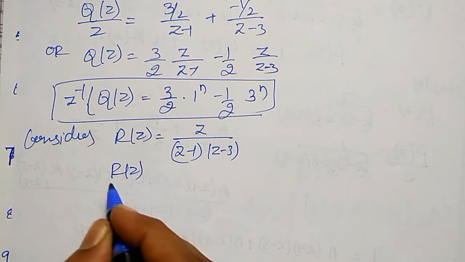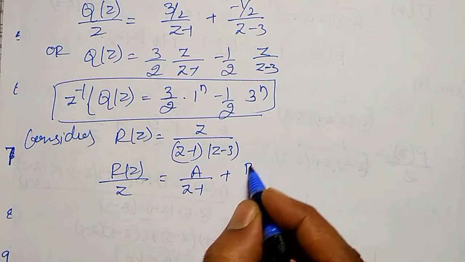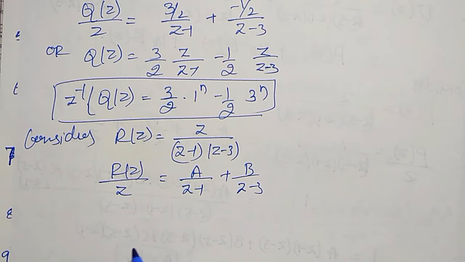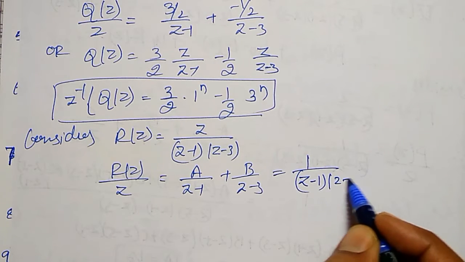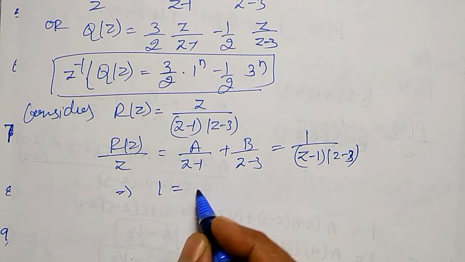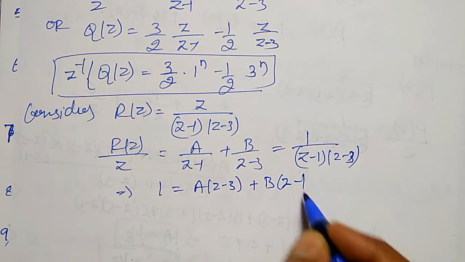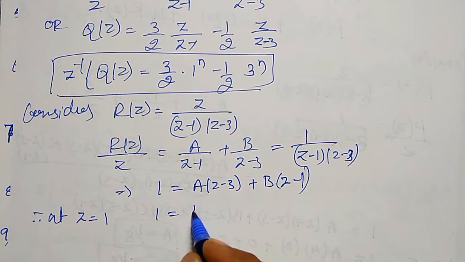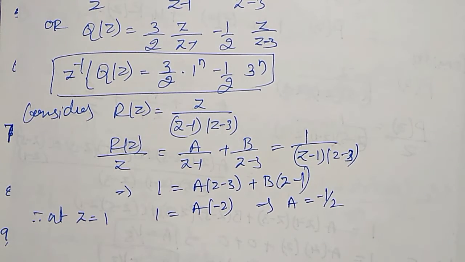Or I can write it as r of z divided by z is equal to a divided by z minus 1 plus b divided by z minus 3, or taking LCM, this is nothing but 1 divided by z minus 1 into z minus 3. That implies 1 is equal to a into z minus 3 plus b into z minus 1, taking LCM and simplifying. Therefore, at z is equal to 1, 1 is equal to a into minus 2, which implies a is equal to minus 1 by 2.